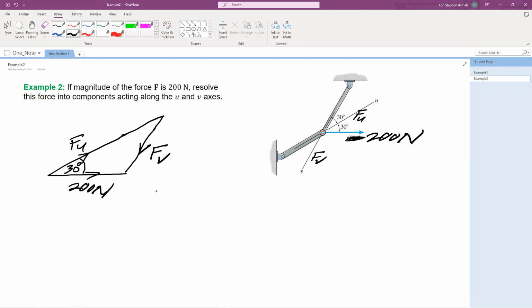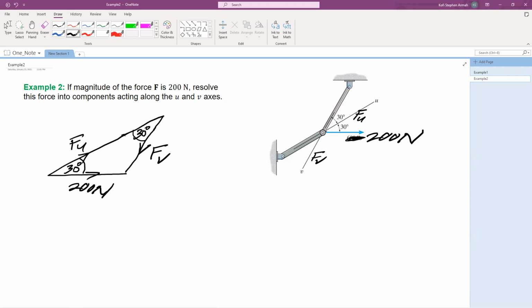30 degrees. Let's see what else we can get. Strictly speaking, look at this. The angle between V and U is 30 degrees as well. So this angle here is also 30 degrees. Very easy to find. Okay?